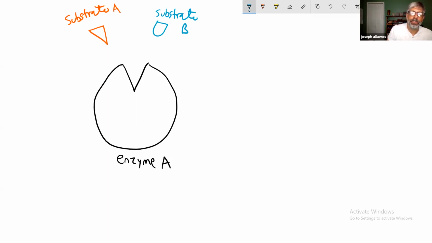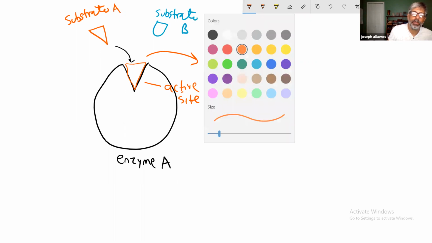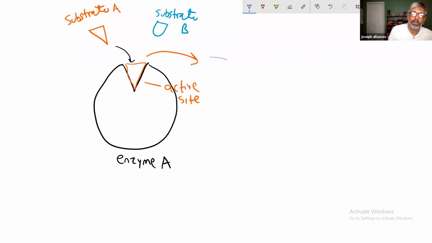And what then happens is the substrate fits the active site. It fits down in here, like so. This little notch is called the active site. And a single enzyme is covered with these. I've only drawn one. And then what happens is out comes the product, which is chemically altered from the substrate.